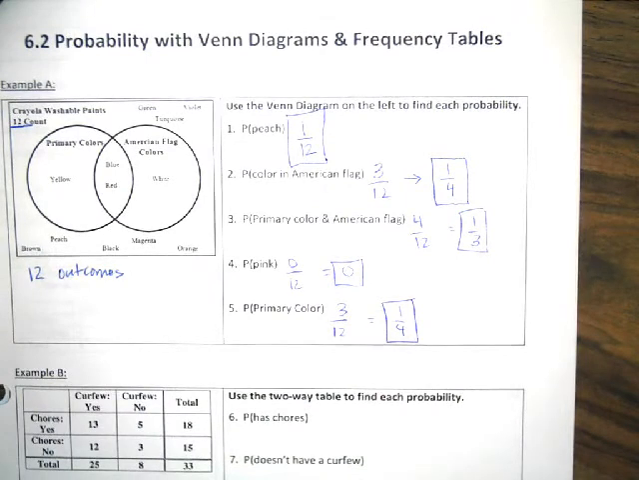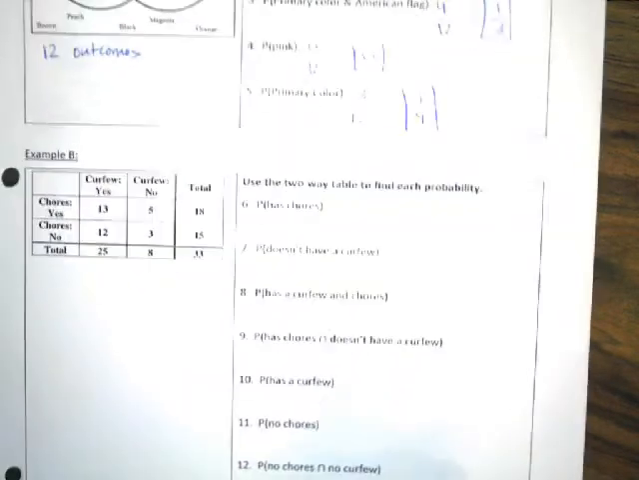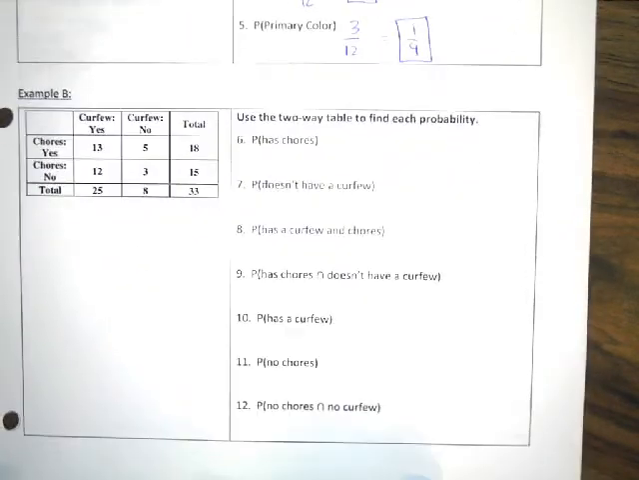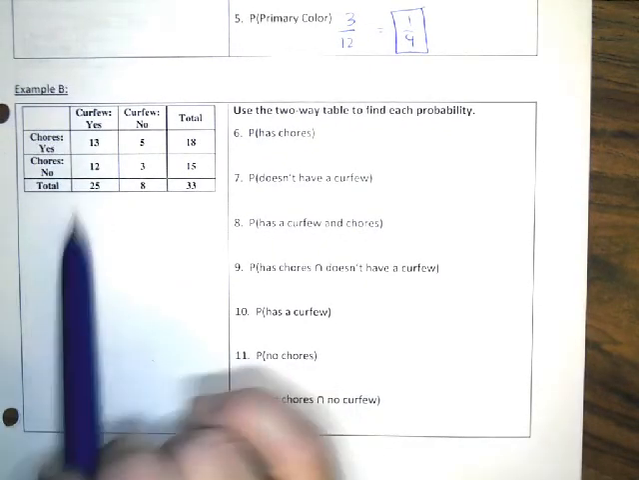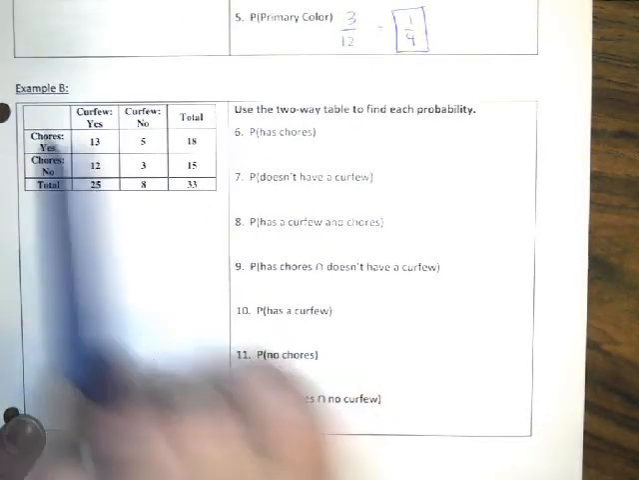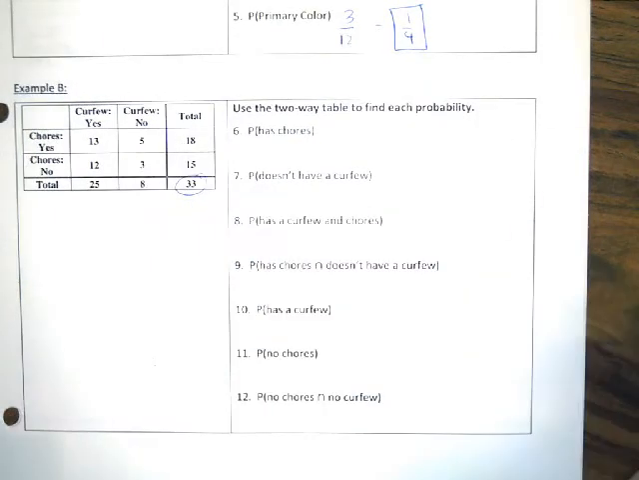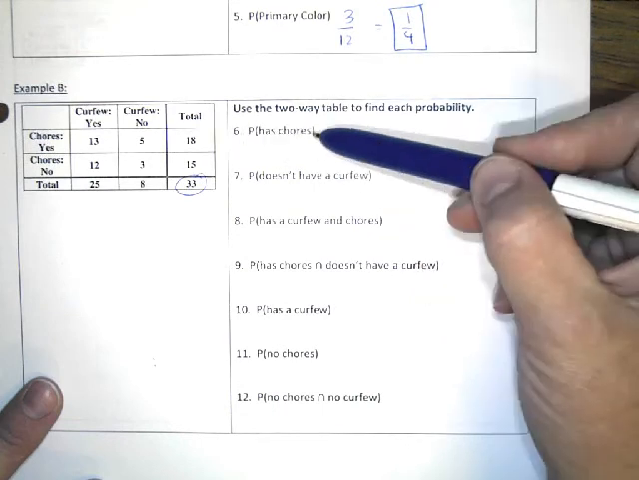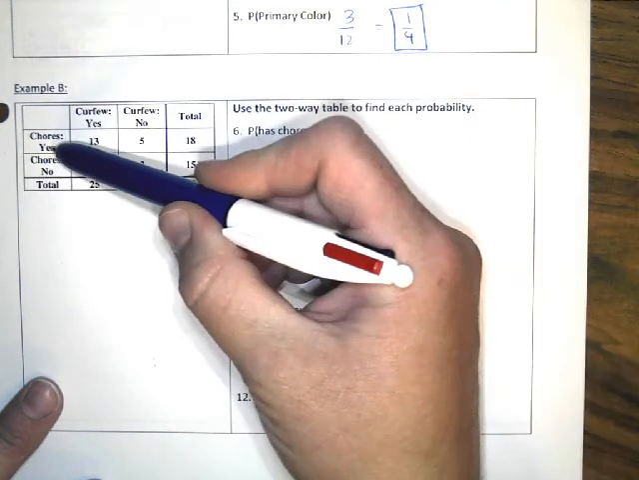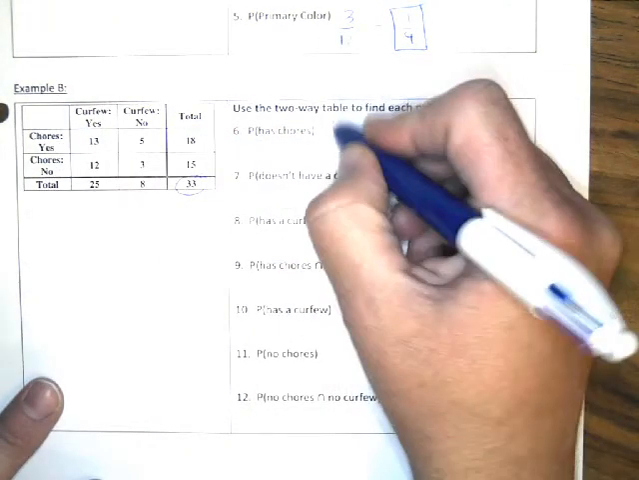All right, next section. We have a two-way table. So we just have to decide what it's asking for. We have a grand total of 33. So that's going to be our denominator on most of our fractions. So what's the probability that you have chores? Chores, yes, 18 out of 33.